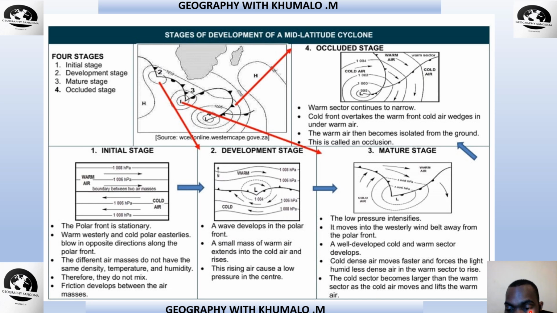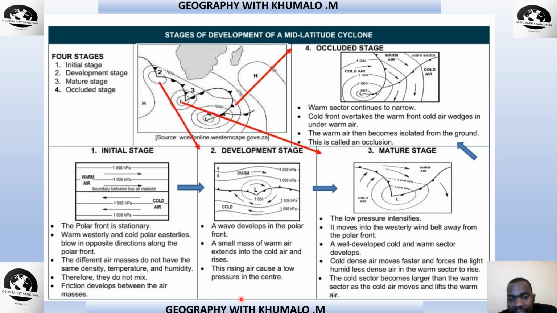Then we have the mature stage. The mature stage of a mid-latitude cyclone. Now we can clearly see our cold front, our warm front, our cold sector, and our warm sector. And we also see the rotation and the isobars are now becoming more circular.